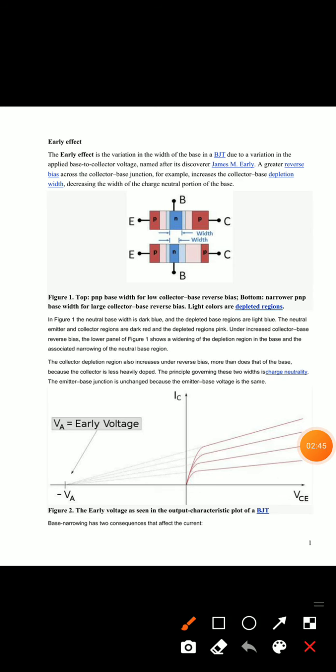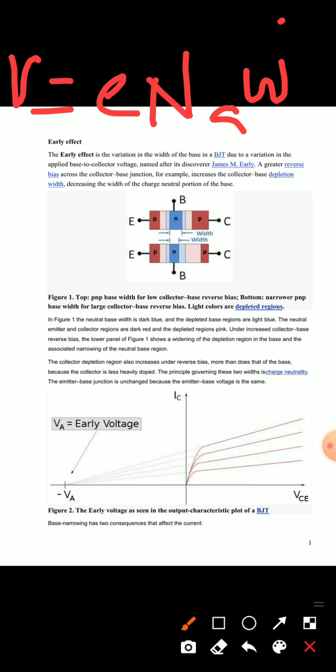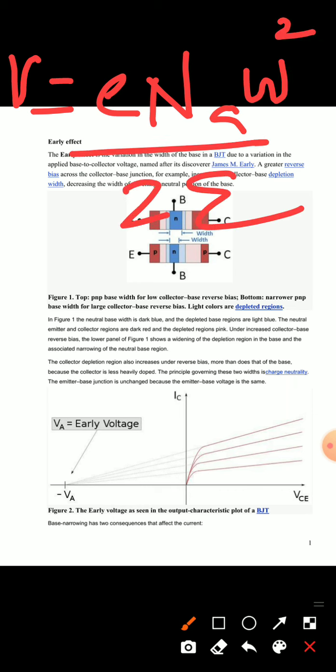We can refer to it with the formula V equals q N A W square by 2 epsilon. V is the reverse bias, W is the width of the space charge region or the depletion region. So there is less chance of recombination in the base. So the charge also increases in the base. The current of the minority carriers injected across the junction also increases.